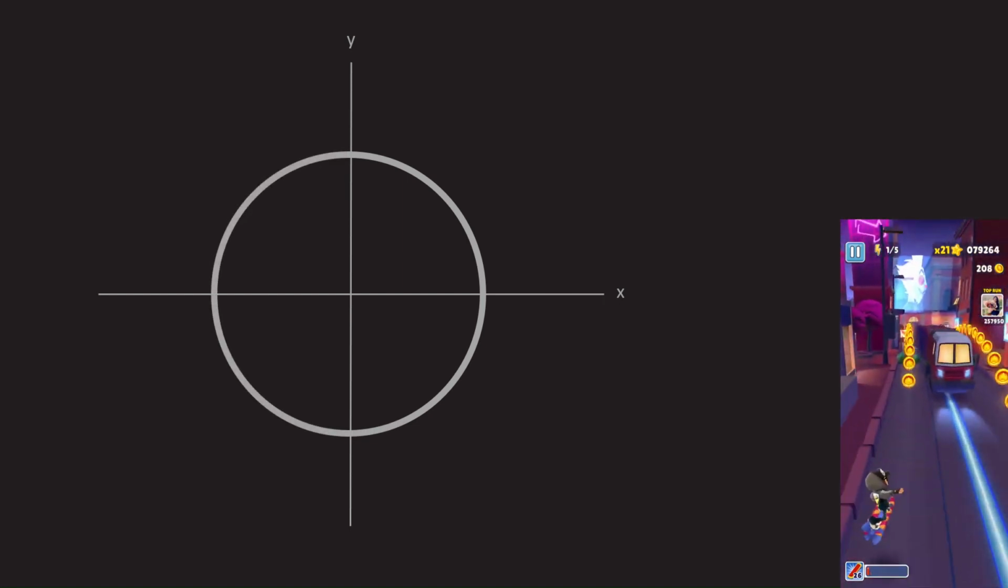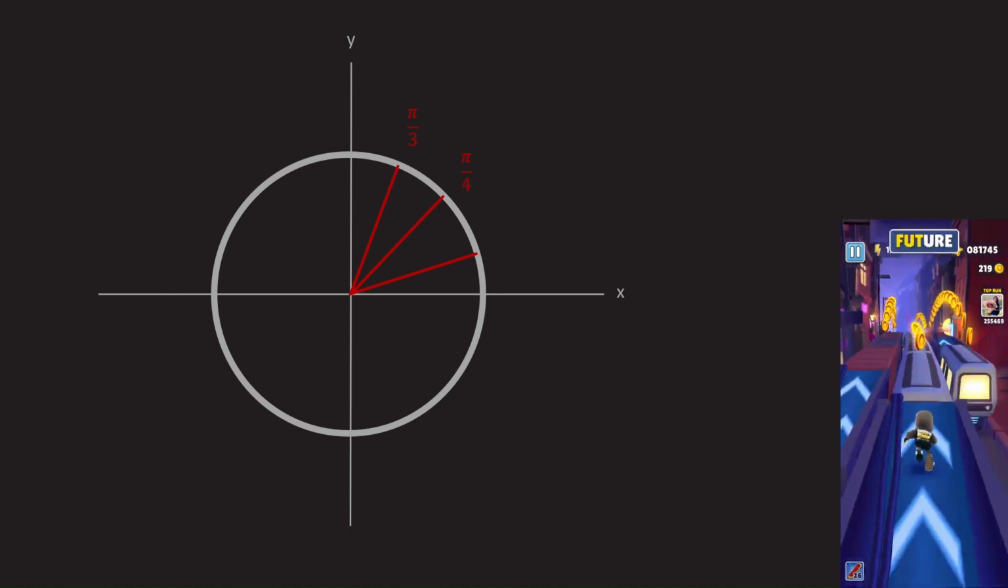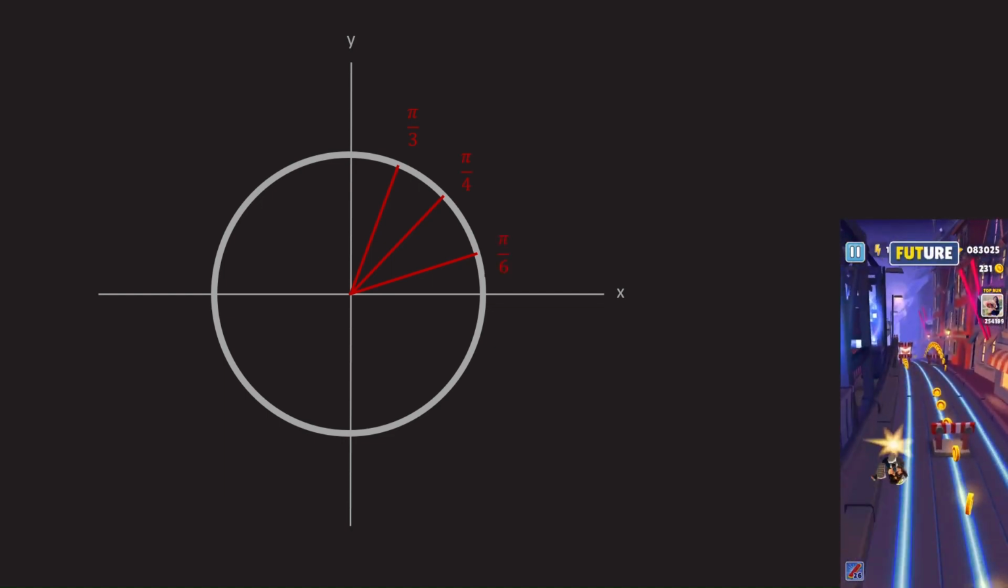So to start off with, if you get into a test and you see a question which requires you to know the exact value of something, you start off by drawing your axes, your x and y, and then your unit circle. Then you have to know to draw your three basic angles. These are pi on 3, pi on 4, and pi on 6.